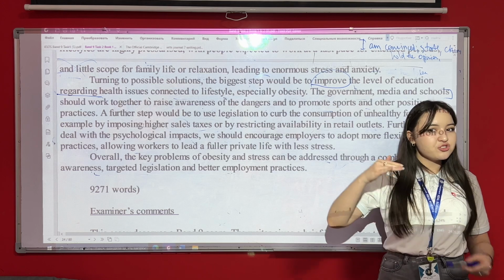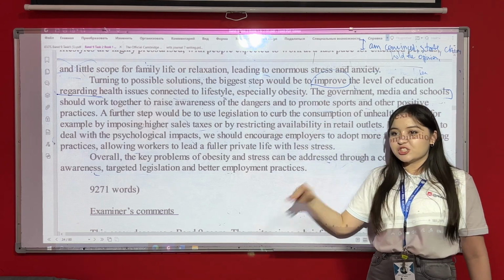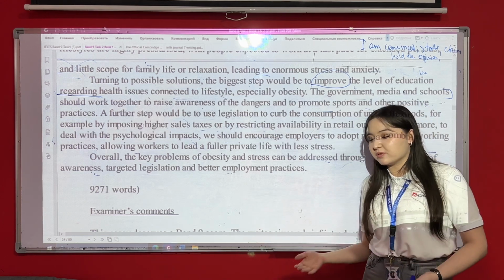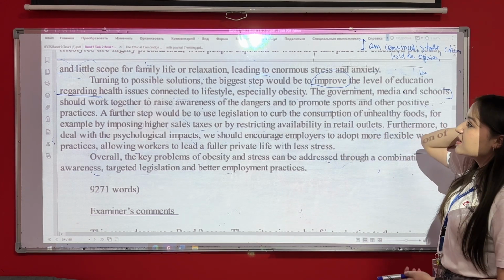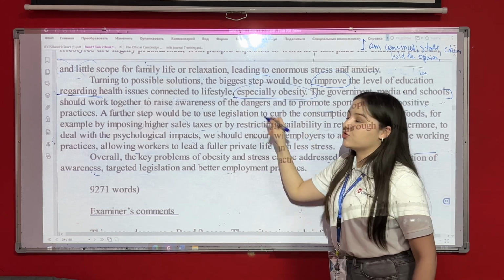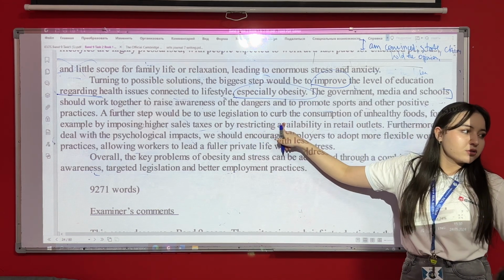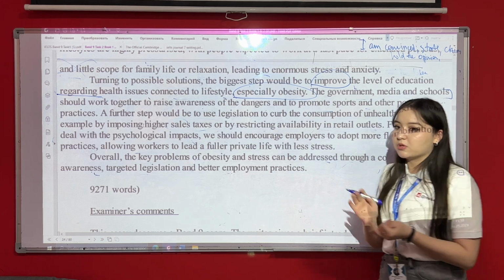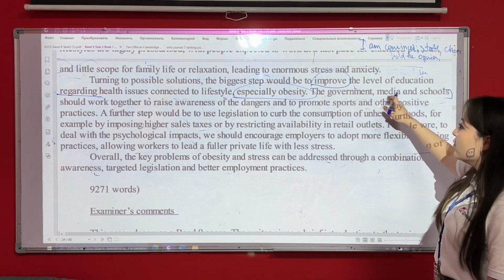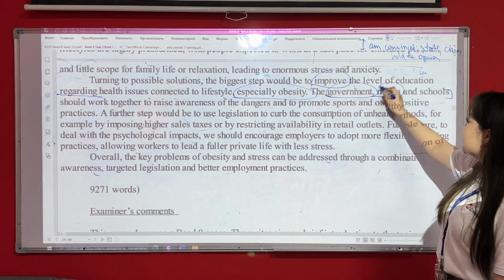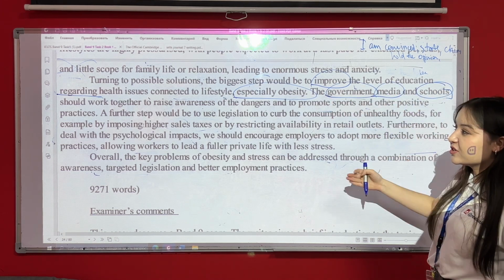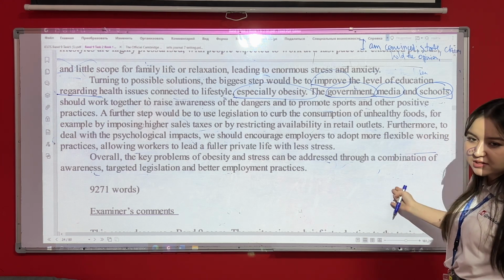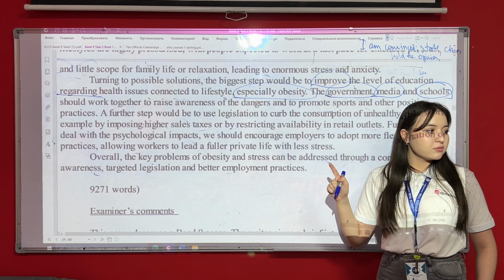So it means that they should raise the awareness. If you do this, you will probably have these consequences, right? Connected to lifestyle, especially obesity. They should tell us about the dangers of obesity, about health problems, about insomnia, and so on. The government, media and schools should work together to raise the awareness of dangers and promote sports and other positive practices.